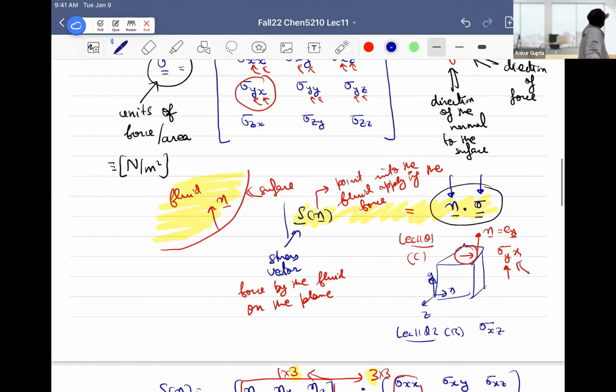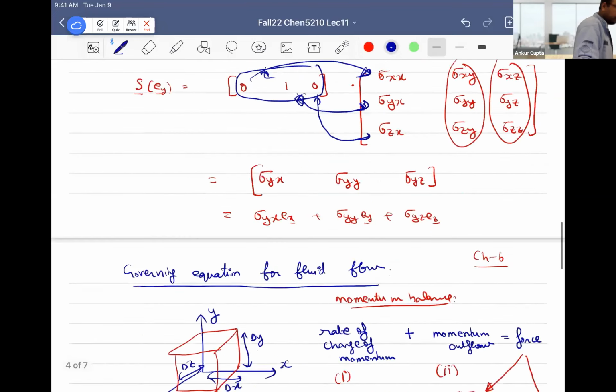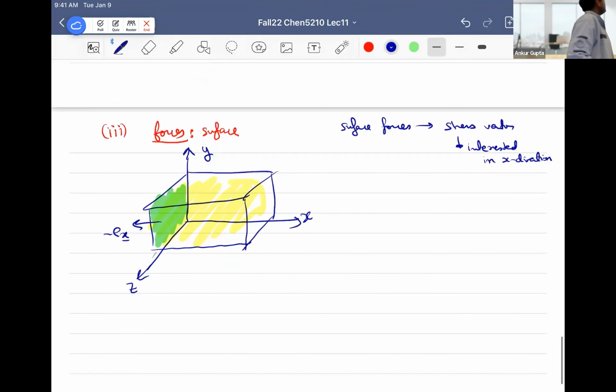If n points into the fluid, that is the force applied by that fluid in that region. Here, if I point my normal into minus x, that will be the force applied by some fluid outside here, and the force applied by the fluid outside will be the force on the green surface. That is the description. If you use that for the normal, that is fine. If, as Ian said, you take the normal inside, then you have to take a minus of that force, because that is the force by the fluid.